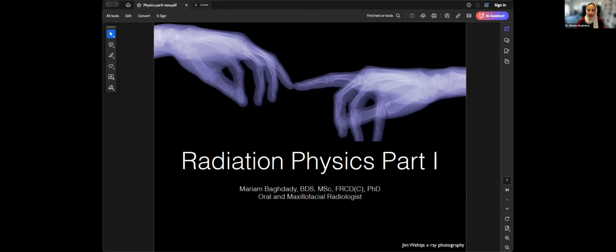But to understand these things, we first need to understand what it is that we're using. What is this technology of imaging that we are using? And we're going to be starting off with physics. I'm not going to get too deep into the nitty-gritty of things, and the reason is that I'm only going to be using physics that is going to be useful to you as a clinician. Okay?